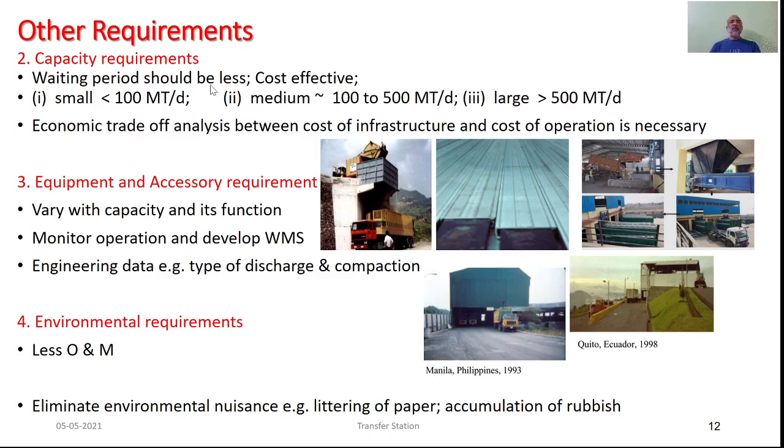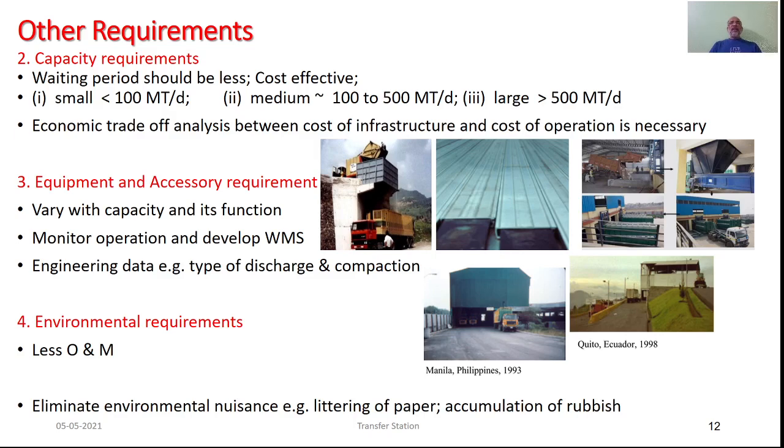While deciding these particular capacities, there is a necessity to have some economic trade-off analysis done between the cost of infrastructure and the cost of operation. Also, there is a necessity to pay attention to the equipment and accessory requirement for the transfer station. As you know now, the transfer station could have variable capacity as well as variable functions, in addition to simply transferring the material from small vehicle to larger vehicle.